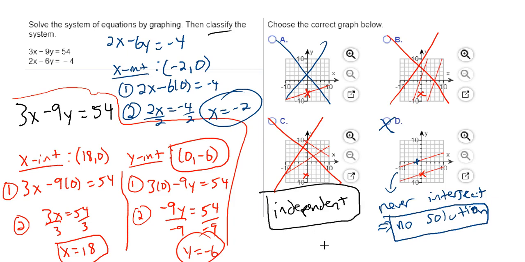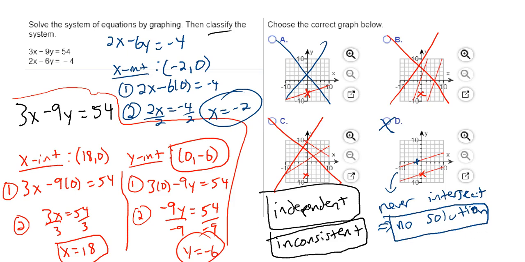So it's independent. Now, is it consistent or inconsistent? The difference there is whether it has any solutions at all or no solution. This time we actually have no solution, and that's the only time you would ever select inconsistent as your classification. It's inconsistent because there are no solutions. That's the only time you pick inconsistent. If there are any solutions at all, it's consistent. All right. So in this case, it's independent but inconsistent.